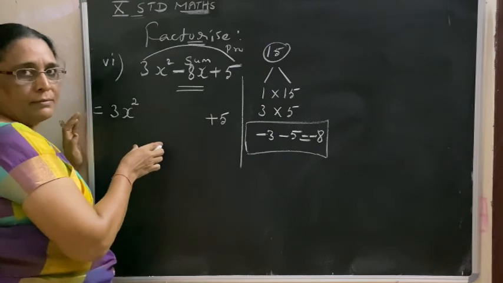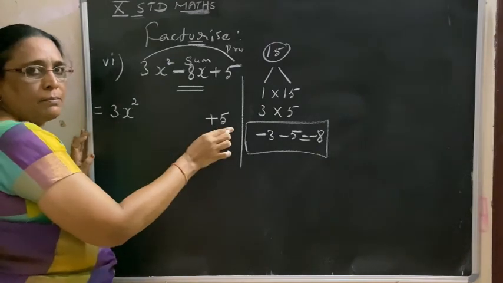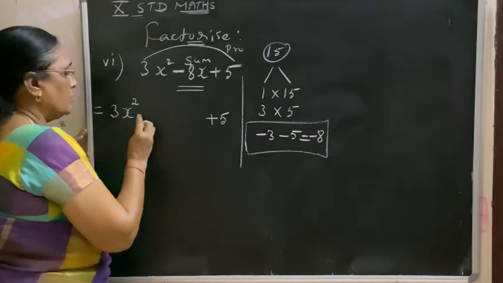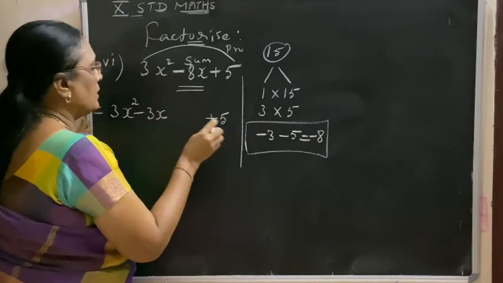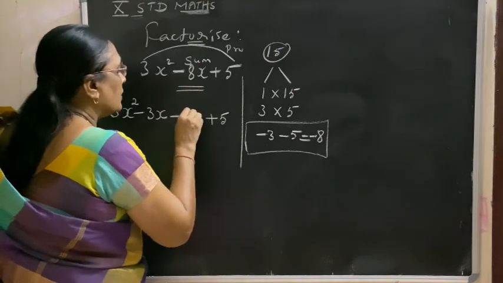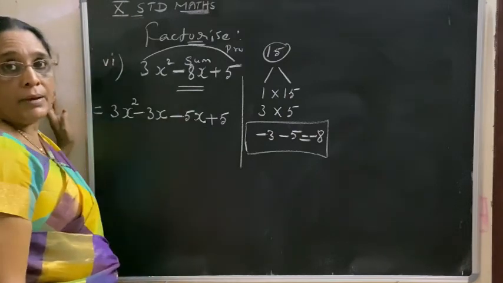Now see what term you have to write first. Minus 3x you have to write. Why? Because here what is given? Minus 3 is nothing but a multiple of 3. So, to simplify the term easily, I am going to write that term first. Then I am going to write the second term as minus 5x.